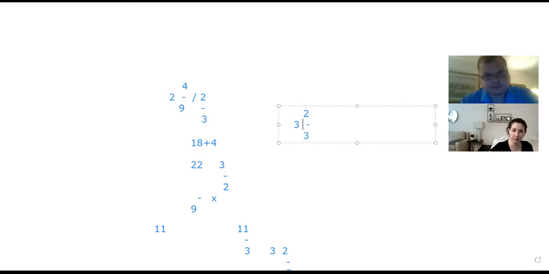Are you doing a mixed number next, or a proper fraction without a whole number in it?